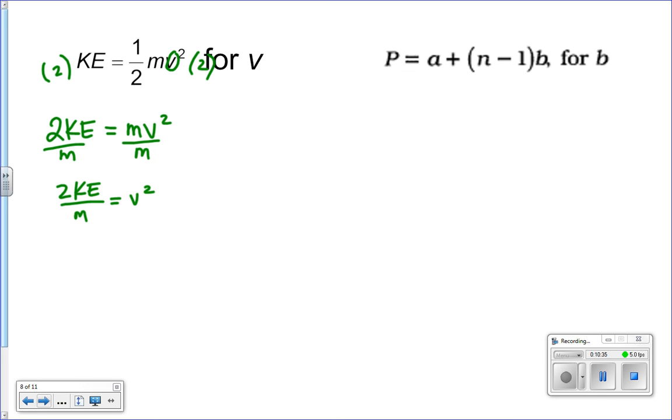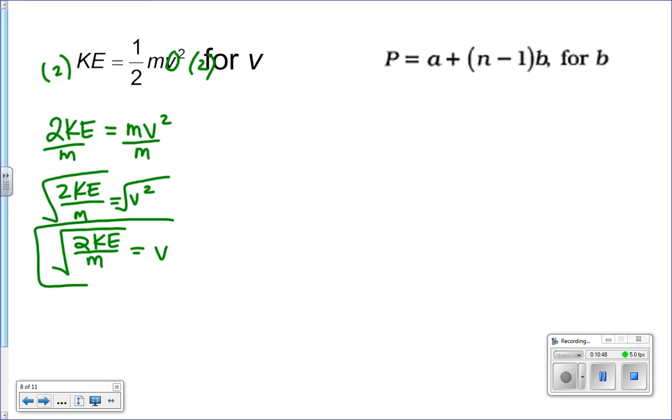Last step is to get that v truly by itself, which means eliminating that square. The opposite of squaring something is to square root it. So my final answer is the square root of 2KE all over m, and that's equal to the velocity v.